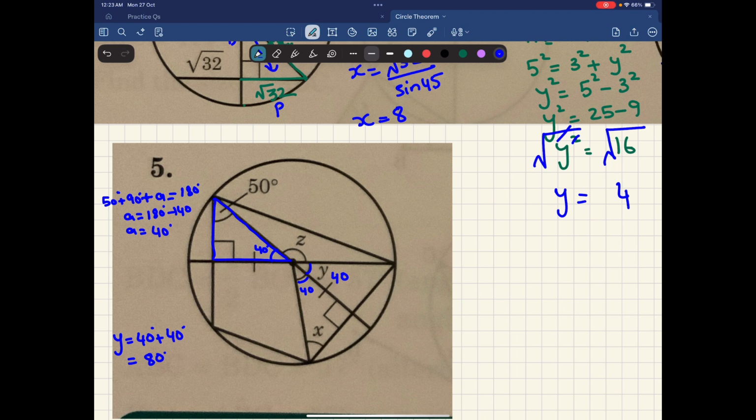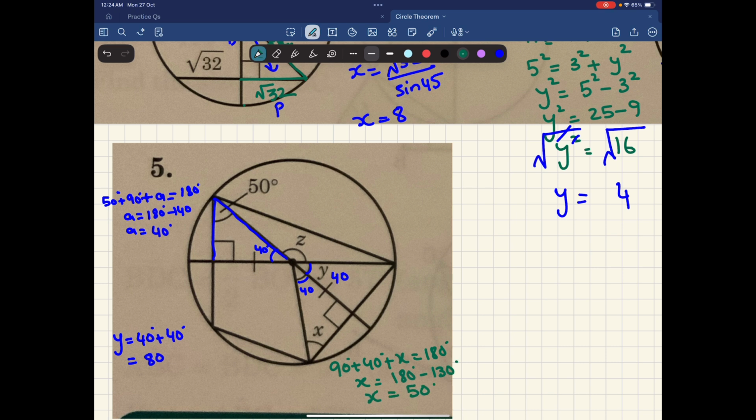Okay, now let's have a look at the other right angle triangle, this one, to find the value of x. So this is 90, this is 40. What is the value of angle x? It's going to be 90 plus 40 plus x should be equal to 180 degrees. So x is equal to 180 degrees minus 130 degrees. X is equal to 50 degrees.